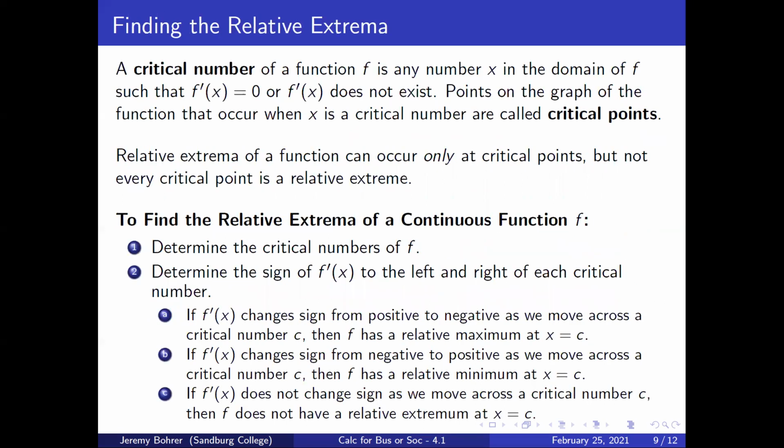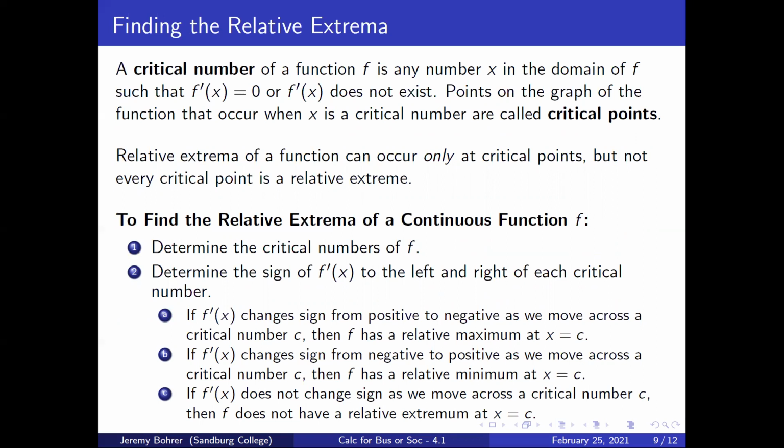A critical number of a function f is any number x in the domain of f such that f prime of x equals 0 or f prime of x does not exist. Points on the graph of the function that occur when x is a critical number are called critical points. Relative extrema of a function can occur only at critical points, but not every critical point is a relative extremum.